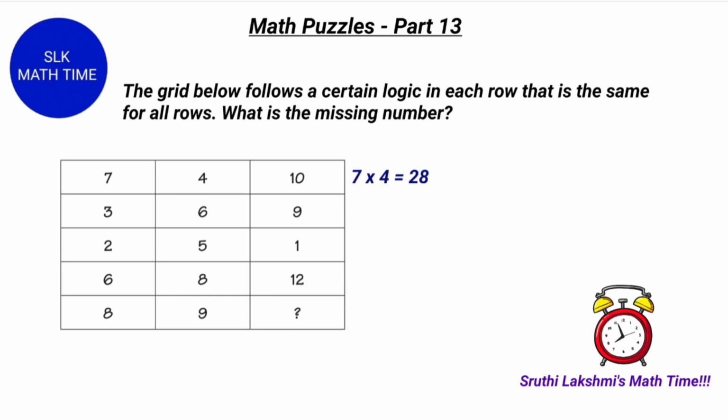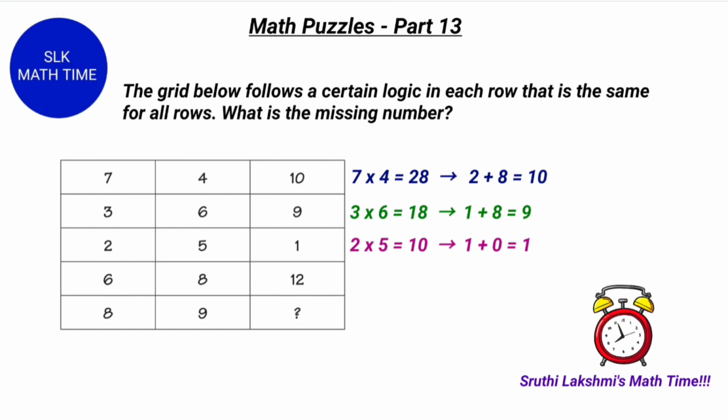Time's up. We multiply 7 into 4, which is 28. Then we add the digits together. So 2 plus 8 is 10, which is the last number in the row. So first, let's do 3 into 6, which is 18, and 1 plus 8 is 9. For the third row, 2 into 5 is 10, and 1 plus 0 is 1, and same with the fourth row.